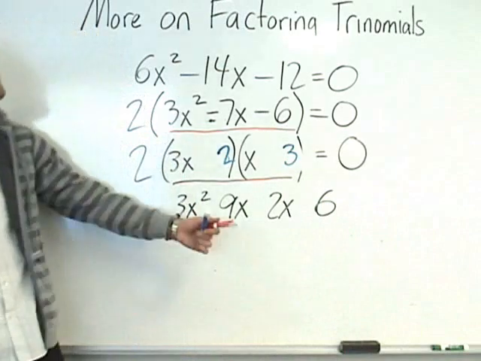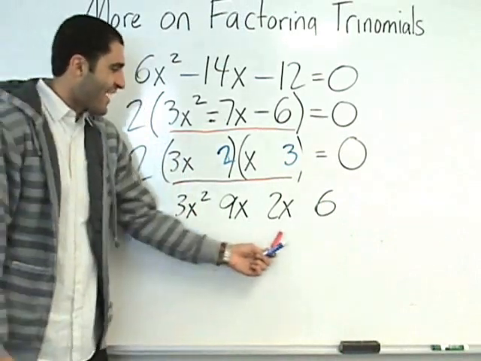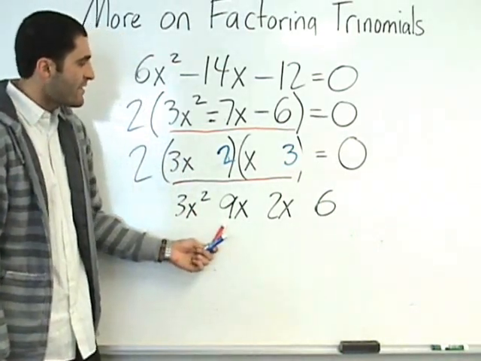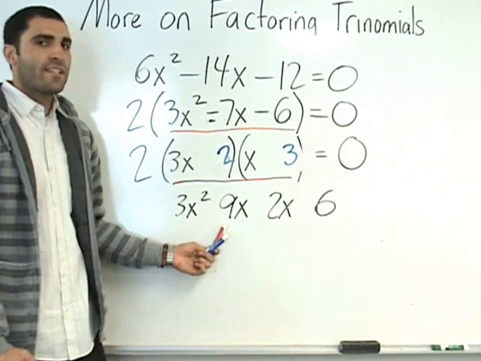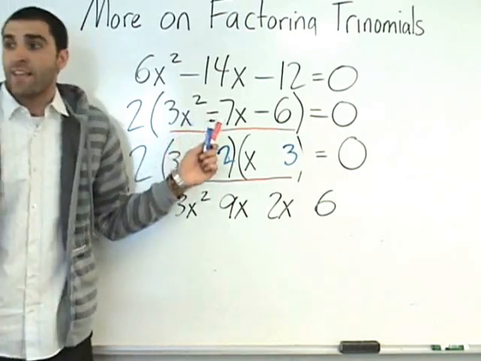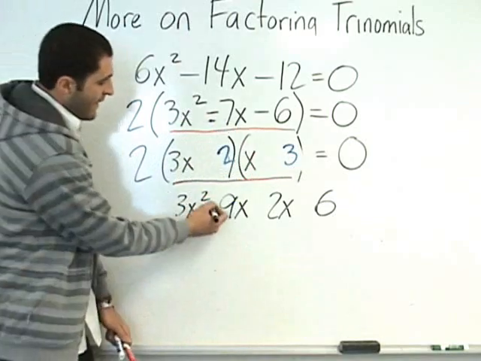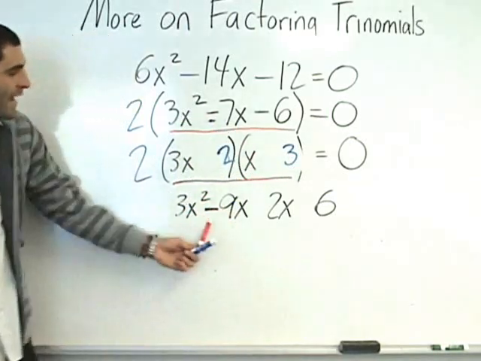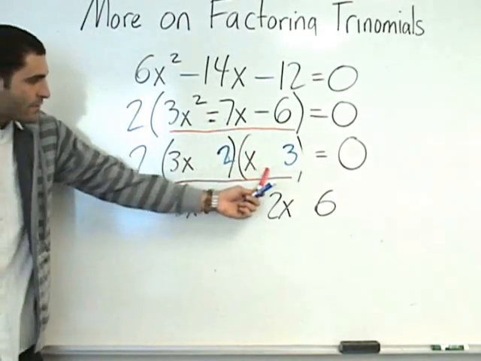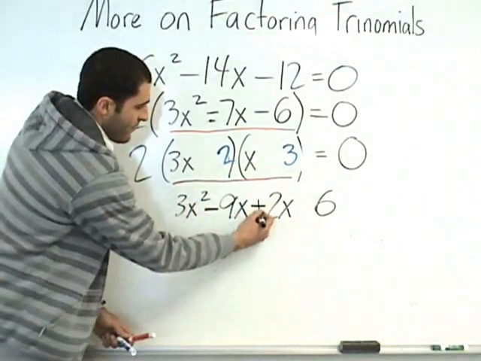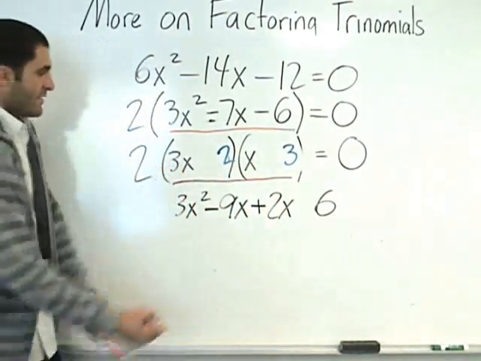Okay, so which one needs to be negative and which one needs to be positive to make negative 7? The 9 needs to be negative. So if the 9 needs to be negative, the 2 needs to be positive, and the 6 needs to be negative.